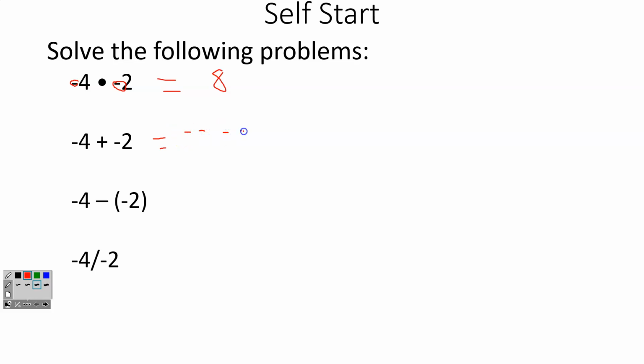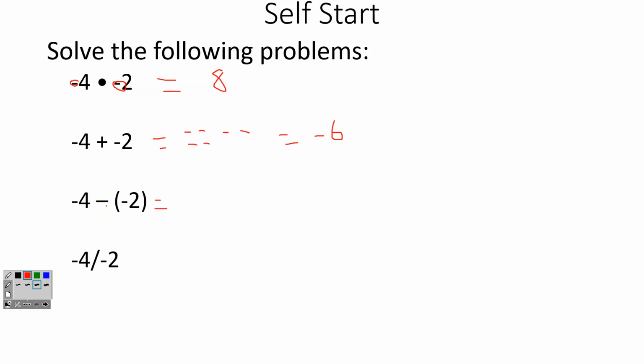You would have 4 negatives and 2 negatives. I can't cancel anything out because I don't have any zero pairs. So my answer is just going to be a -6. I counted all these up: 1, 2, 3, 4, 5, 6. That's where I got my -6 from.